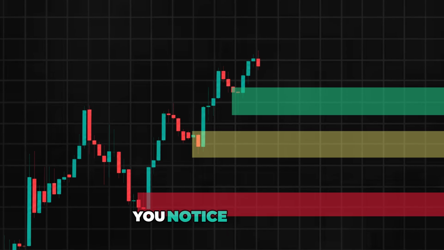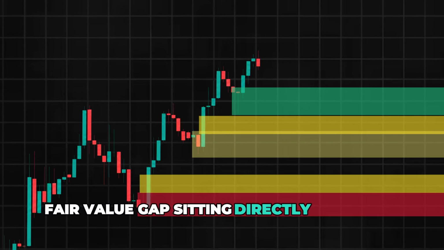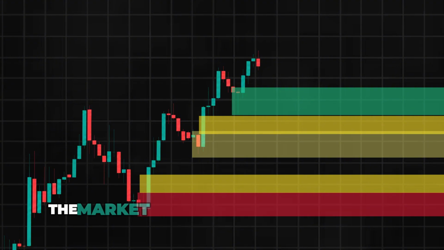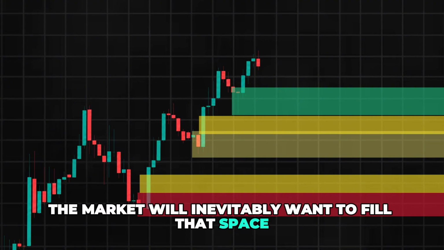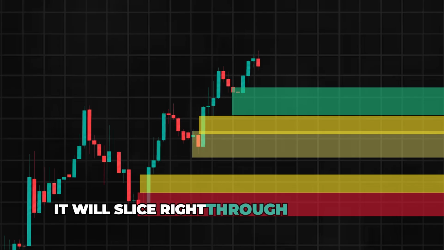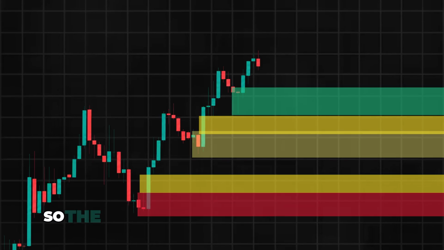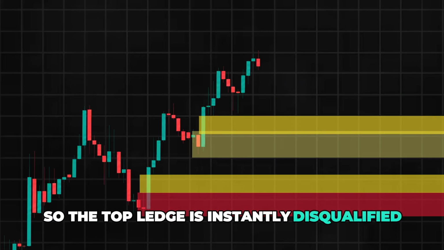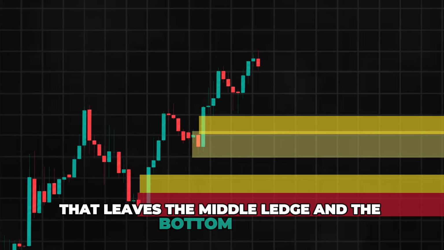Right away, you notice a glaring fair value gap sitting directly above the middle ledge. The market will inevitably want to fill that space, and to do so, it will slice right through the highest ledge. So, the top ledge is instantly disqualified. That leaves the middle ledge and the bottom ledge.